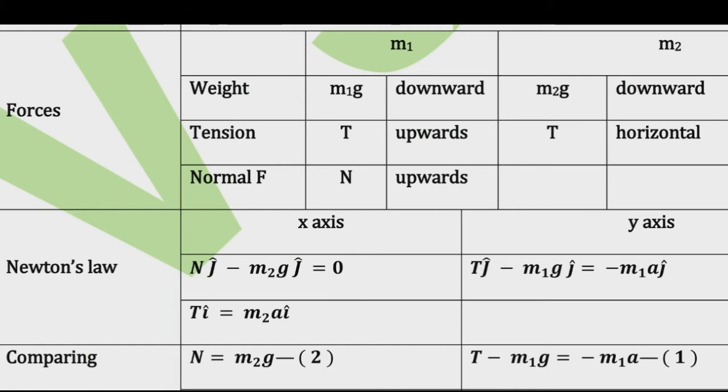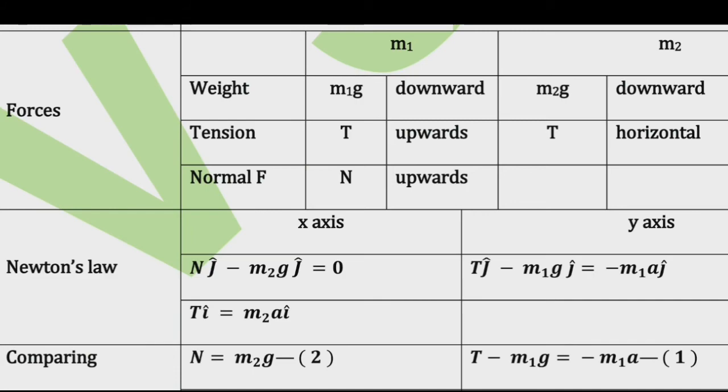Now we get T i cap is equal to M2a i cap along the x direction. By comparing the components on both sides of the above equation, T is equal to M2a. There is no acceleration along the y direction for M2. Now we get N j cap minus M2g j cap is equal to 0. By comparing the components, N minus M2g is equal to 0. Now we get N is equal to M2g.